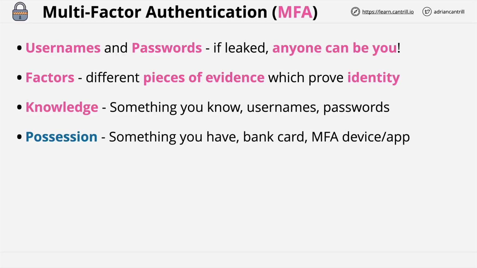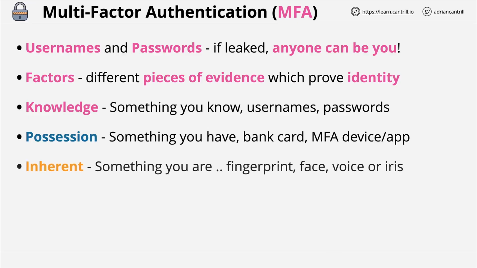So consider what you do when you use a bank card at an ATM. You have to have the bank card, you put it inside the ATM, and then you need to enter a PIN. So this is an example of multi-factor authentication. In this case, you're using two factors, something that you have, the bank card, and something that you know, your PIN. The next factor is inherent. So this is something that you are, so a fingerprint, a face scan, voice identification, or an iris scan. These are all examples of the inherent factor.